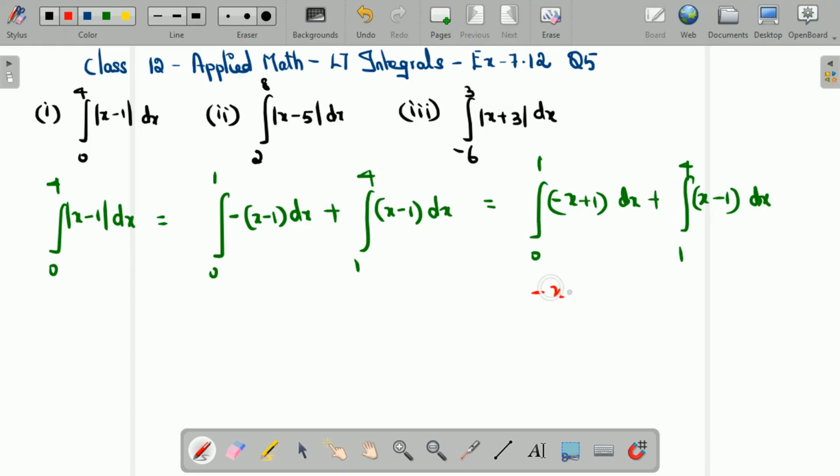So now let's perform the actual integration. After integration, it's minus x squared by 2 plus x between the limits 0 and 1, and between 1 and 4 it is going to be x squared by 2 minus x. So now let's apply the limits for the first integration.